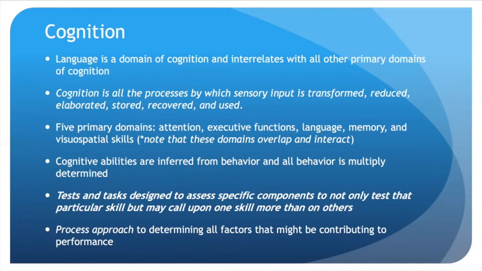And generally, we can discuss five primary domains of cognition: attention, executive functions, language, memory, and visual spatial skills. And note that these domains do overlap and intersect. Cognitive abilities are inferred from behavior, and all behavior is multiply determined. For example, poor abstract reasoning performance could be due to attention or memory or verbal expression deficits, a problem with discrimination of stimuli, or a conceptual thinking issue. So it could be really any of those things.